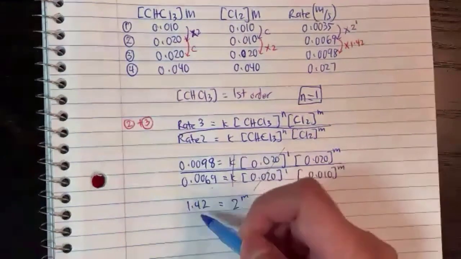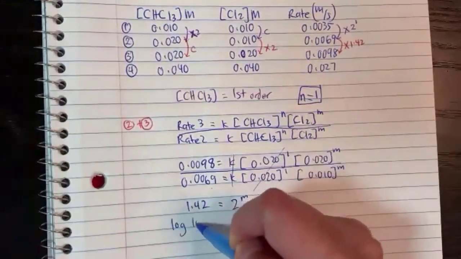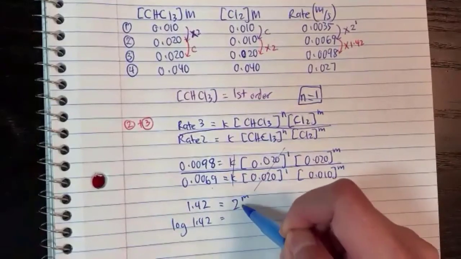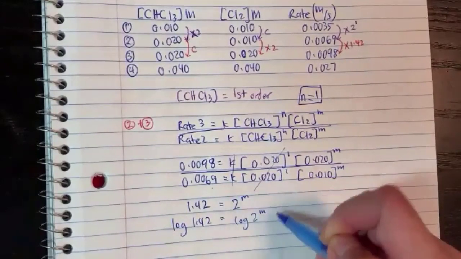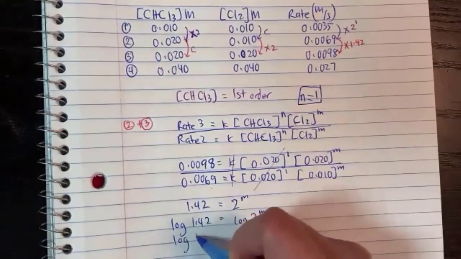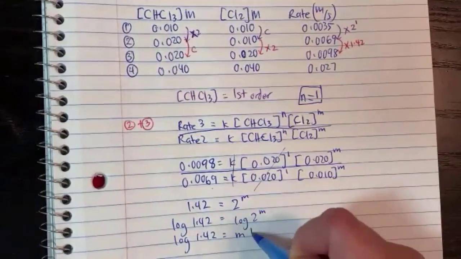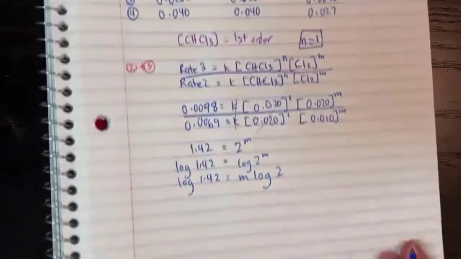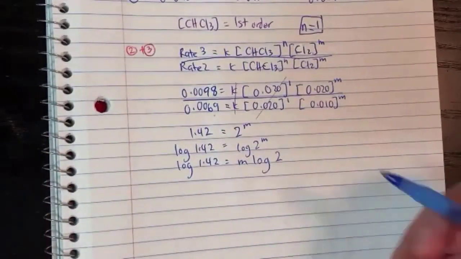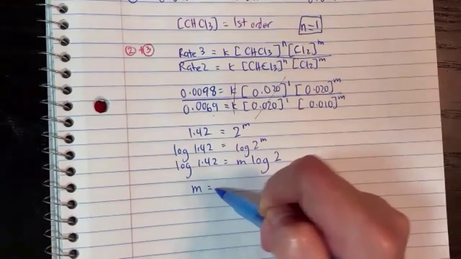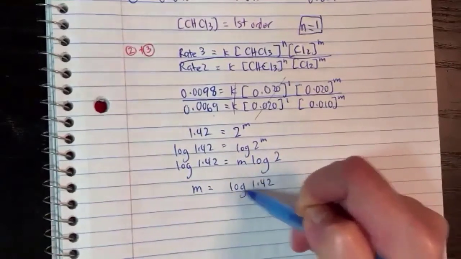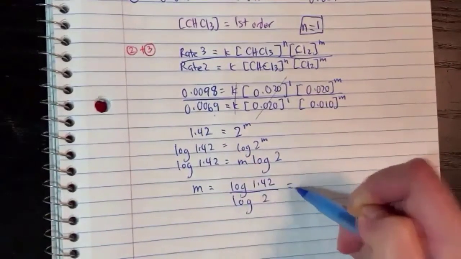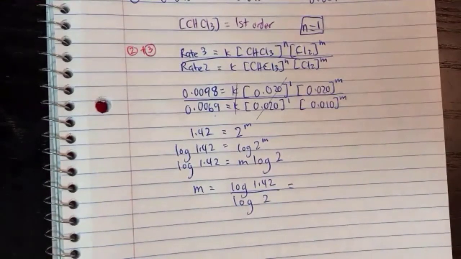Okay, so once you get that, we use the log method. We log both sides, log 1.42, and then log 2 to the power of m, where the m comes to the front. Okay, so now this turns into this. I'm trying to write out more of the steps, but if you are comfortable with your log and calculations, you really don't have to write out so many steps, okay? So m equals log 1.42 over log of 2. What do you guys get then? So try it in your calculator, okay?